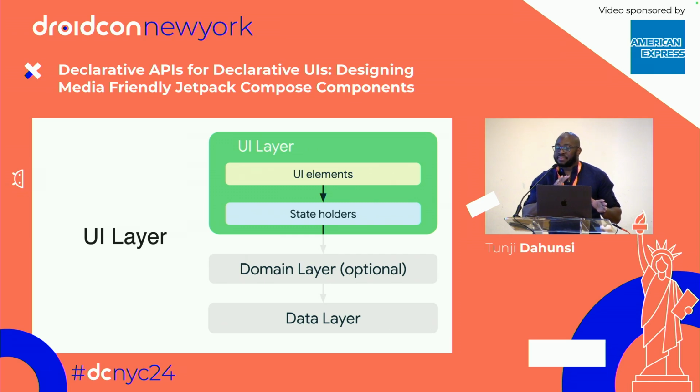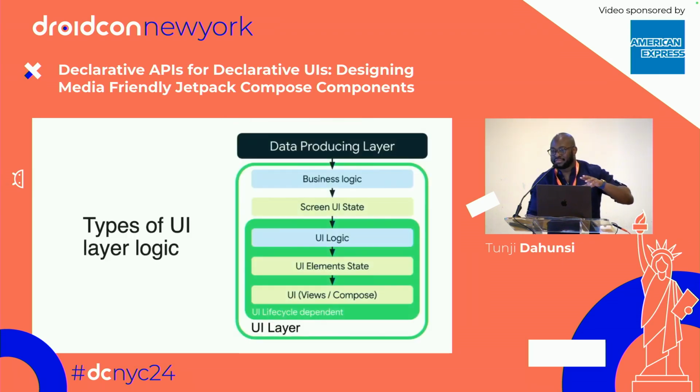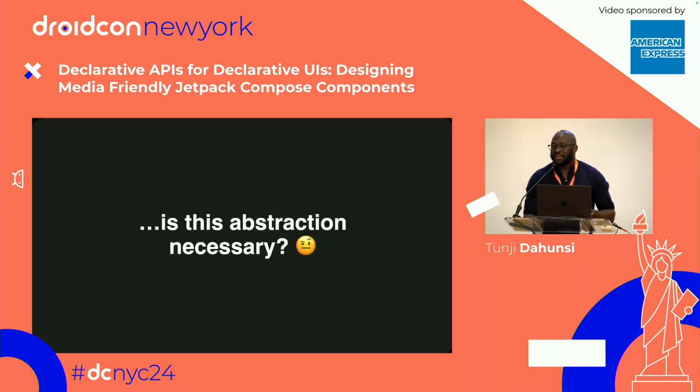But things get really interesting when you start looking at this chart from the perspective of the consumer. So if you flip it, and you put the data layer on top, and you have the UI layer as a consumer, in the docs, you start seeing things like business logic, screen UI state, UI logic, UI element state. And the general theme that comes up is: is this abstraction really necessary?